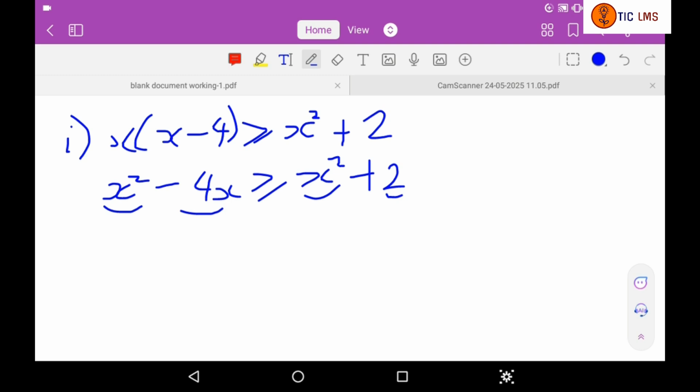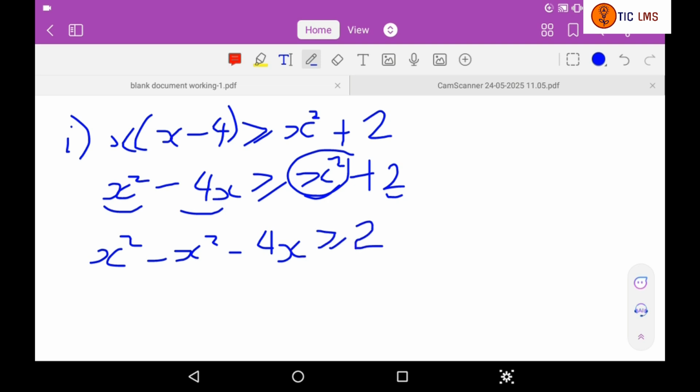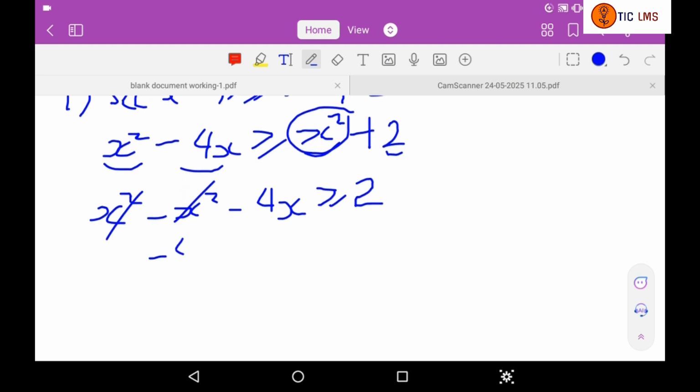So move the ones that have x or x squared to the left. Here we're going to have x squared, which we originally have here, alright? And then move this x squared, which was on the right, to the left, it becomes negative x squared, right? And then we have 4x greater or equal to 2. Now, x squared minus x squared becomes 0. It gets neutralized, so that is out. You are left with negative 4x greater or equal to 2.